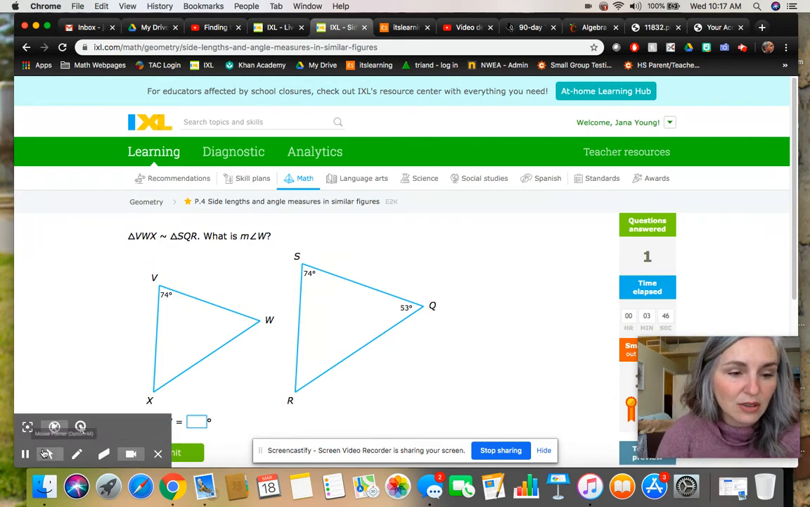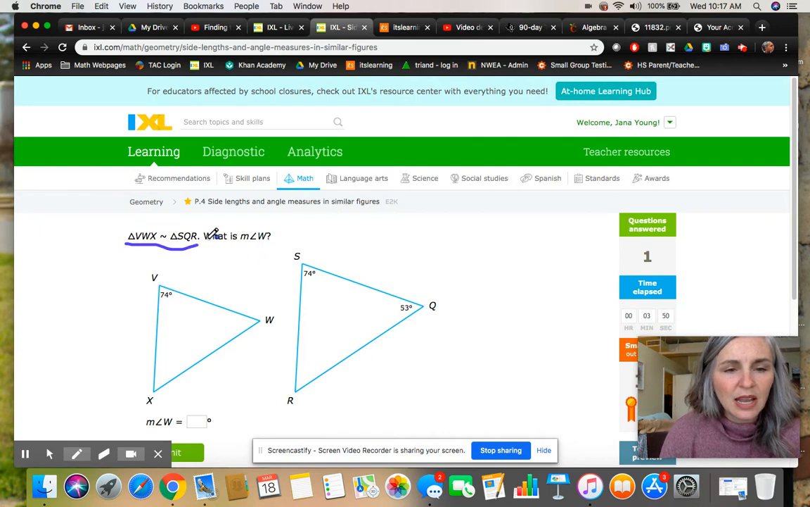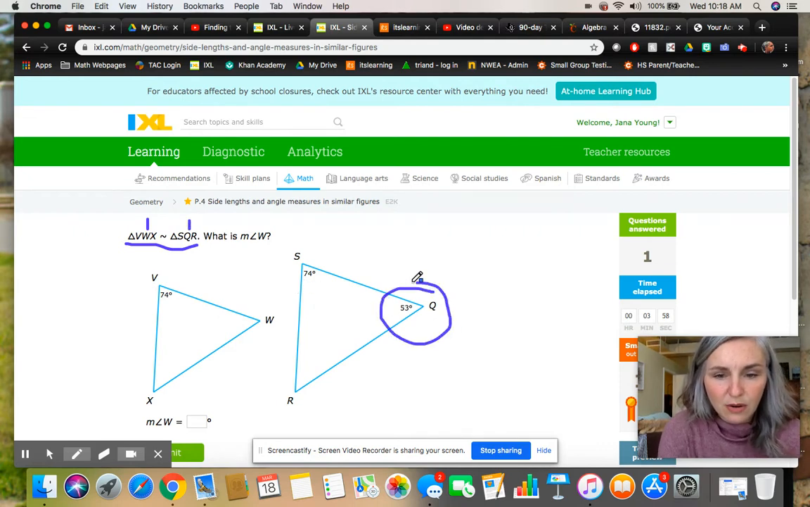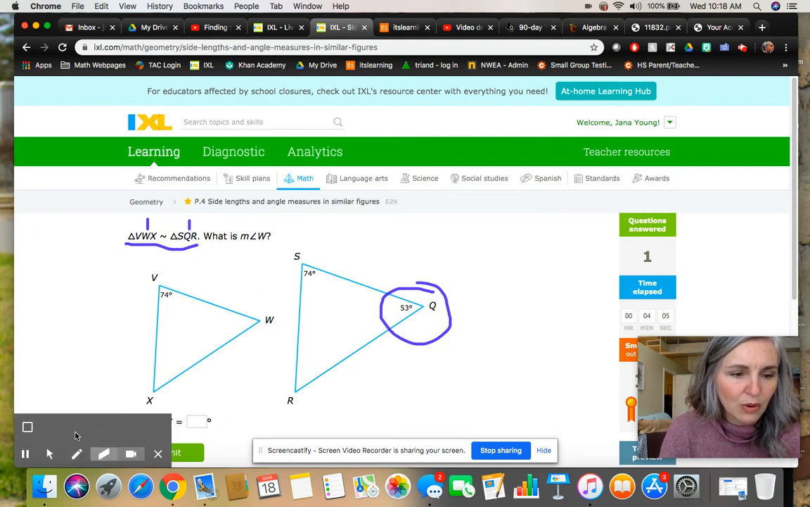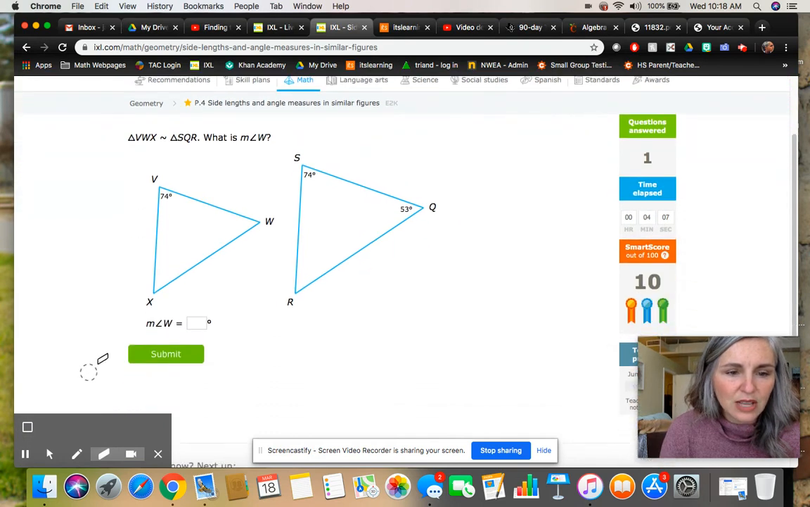Okay, so let's do that again. Here's my similarity statement, and it wants to know what W is, and W is going to be the same as Q, so I'm going to see if Q is given, and it is. Because Q is 53, we know W has to also be 53. Pretty simple once you realize that the angles have to be the same.